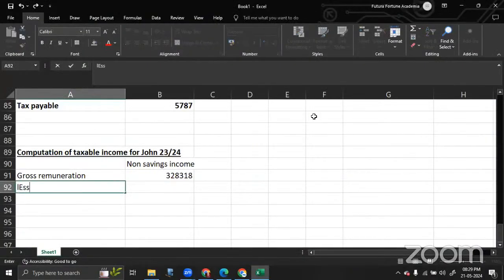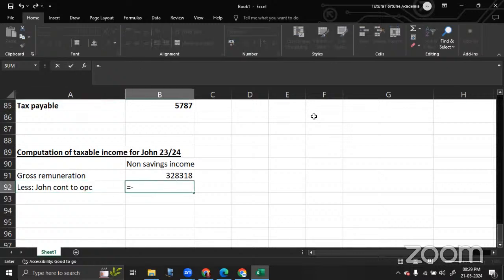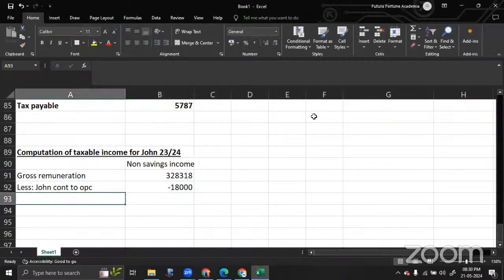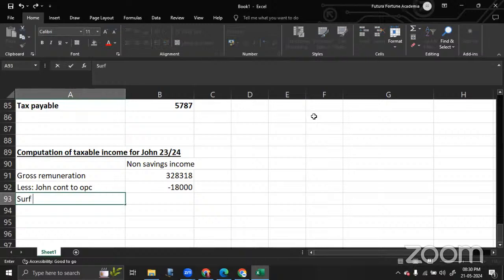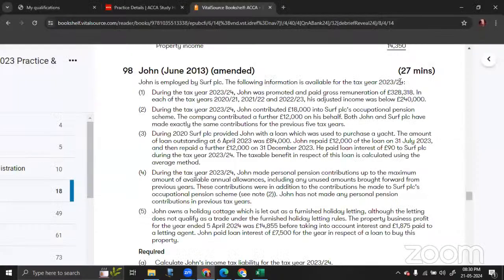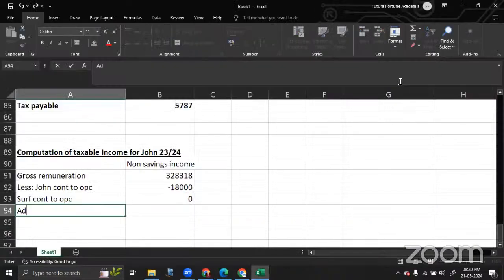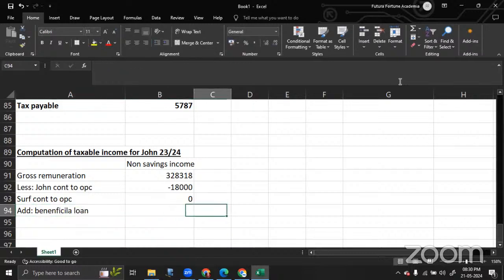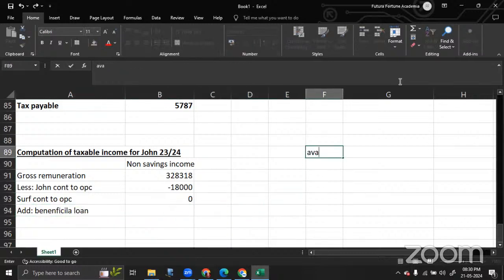From that, you can deduct John's contribution to OPC. Try to link it to the scenario; try to bring in the name of the employee once in a while. 18,000. Make sure the employer contribution to OPC is indicated with a 0. It is an exempt benefit. You have to indicate 0. Beneficial loan. Add beneficial loan. So we'll have to do a computation using the average method.